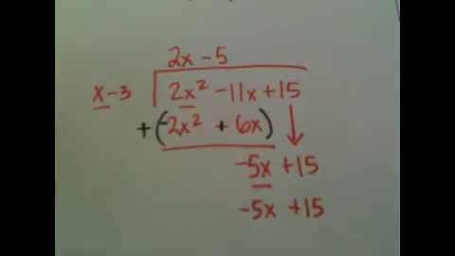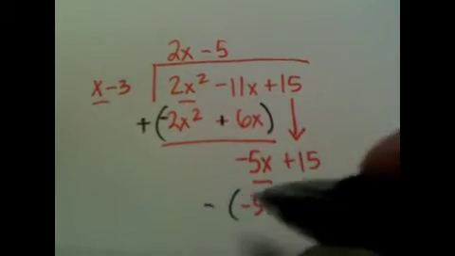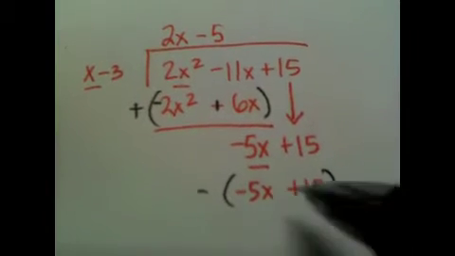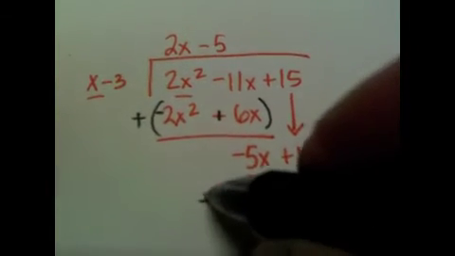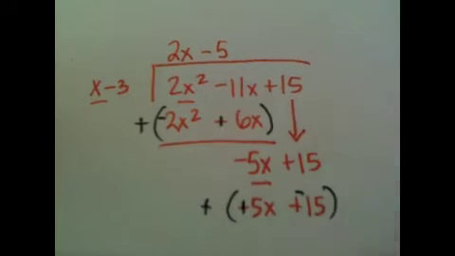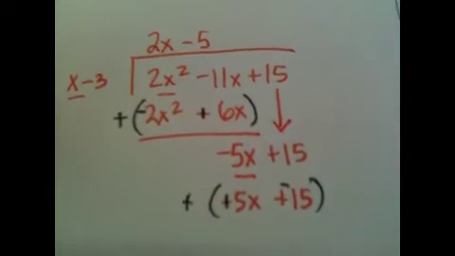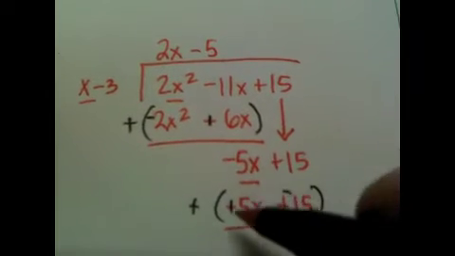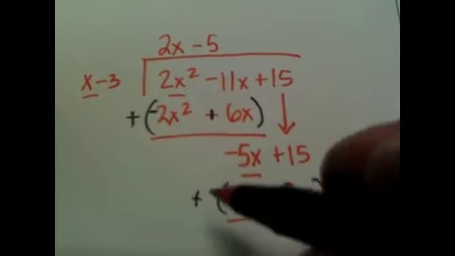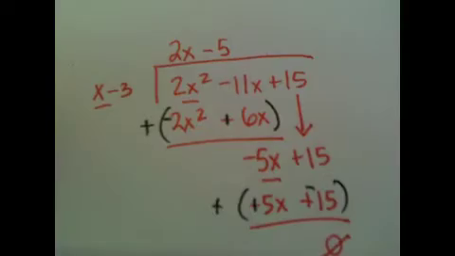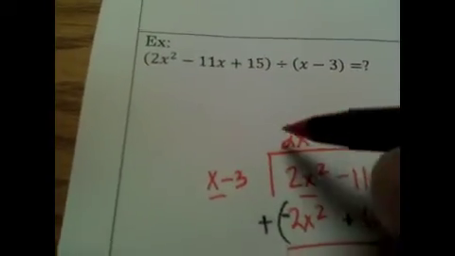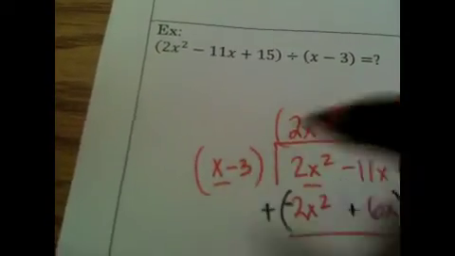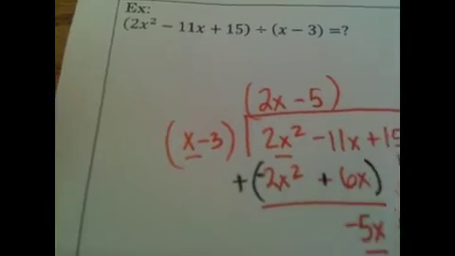And remember that we are subtracting this term as we divide. So this is a subtraction here, okay, which we're going to distribute the negative. So we get a sum now of negative 5x plus 5x, which goes away, and 15 plus negative 15, which is 0. So x minus 3, when you divide it out, you get 2x minus 5.